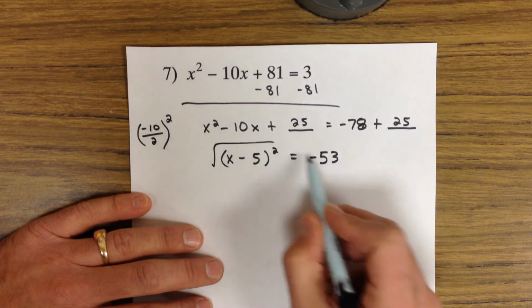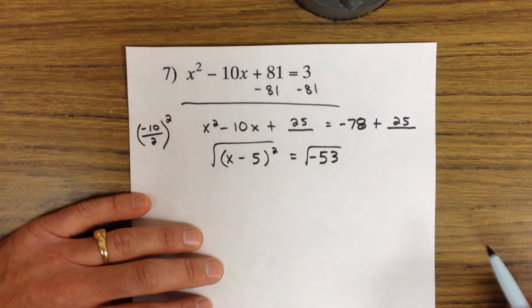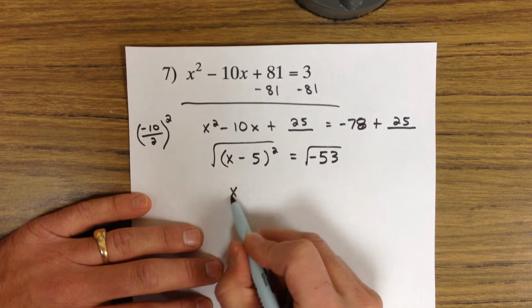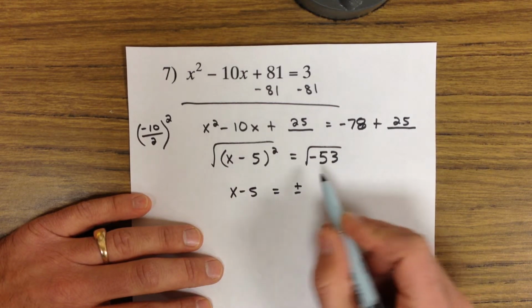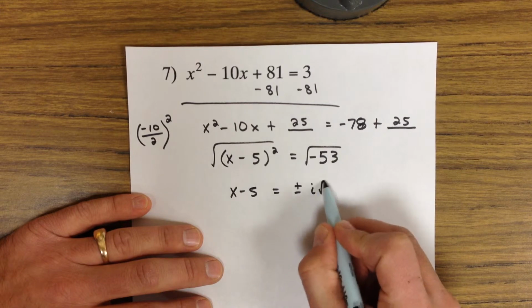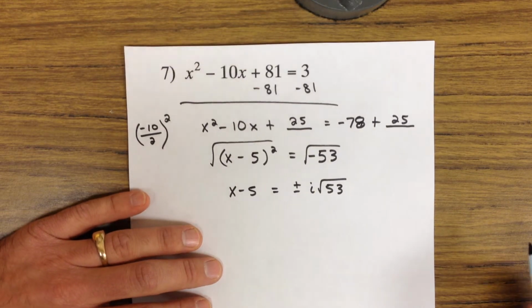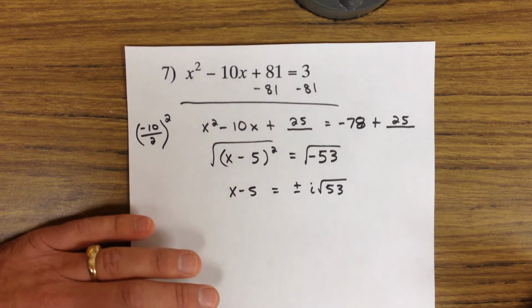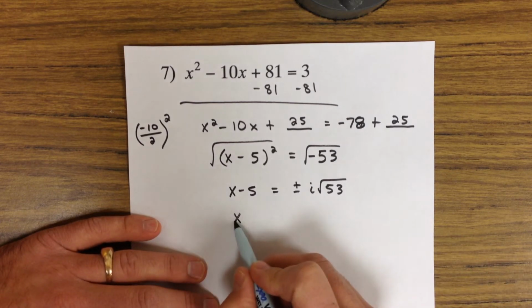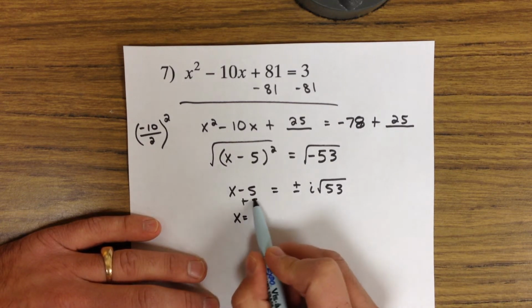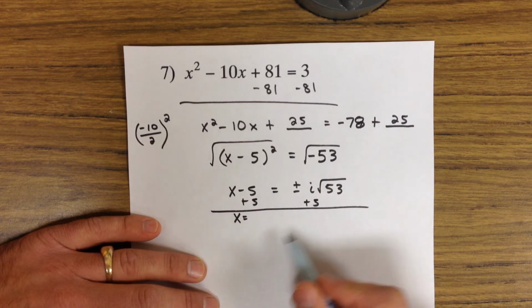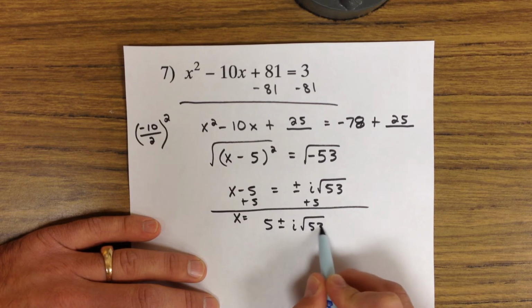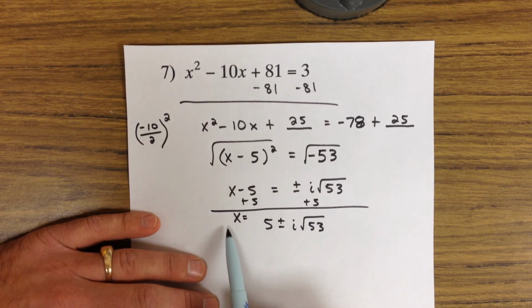Then square root both sides. Again, we have an imaginary number there. So this is plus or minus. Now, radical 53 can only be written as i radical 53. The 53 cannot be broken down. So finally, once I add 5 to both sides, I have x equals 5 plus or minus i radical 53. And that's my answer.